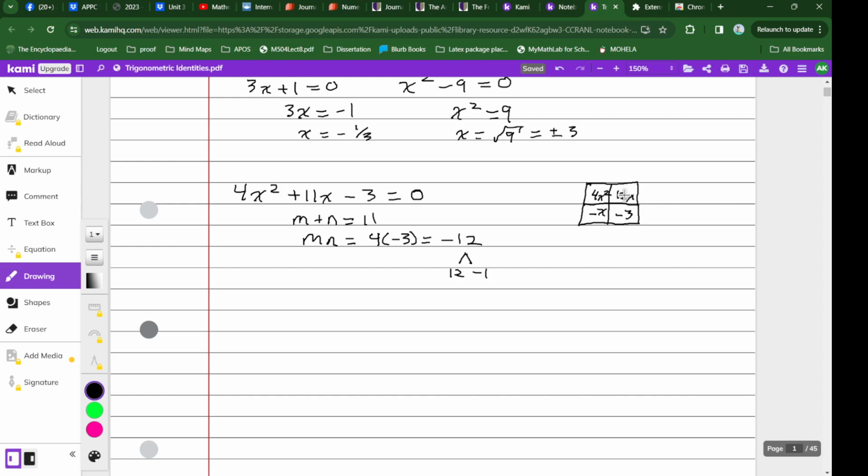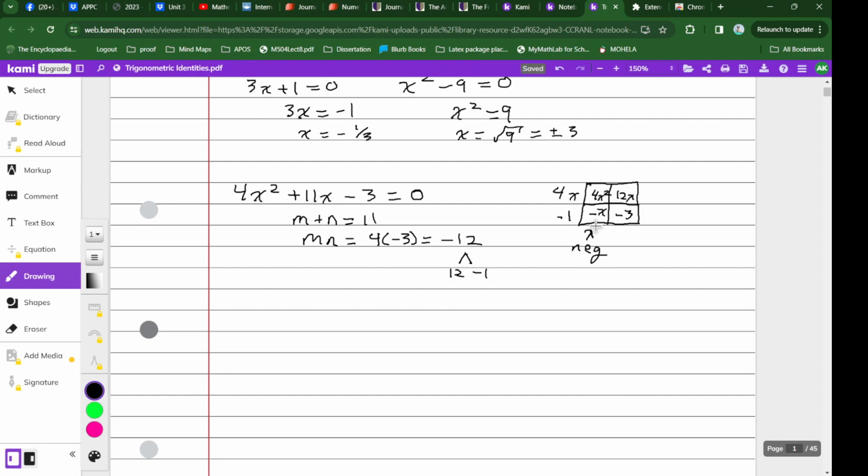So now I look at the top two numbers and I ask, what do they have in common? Well, both of the numbers are divisible by 4, and both of them have an x, so 4x. And then I look at the bottom two and I ask what they have in common. Well, the only thing they have in common is a 1, but since this box right here is negative, I am going to write this as a negative 1.